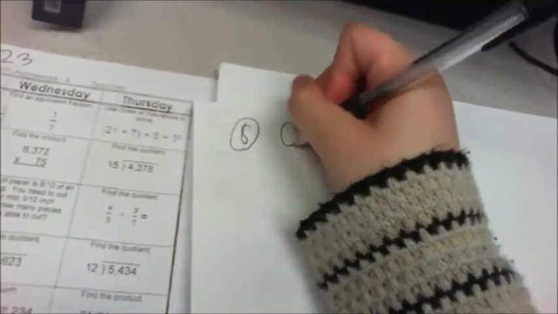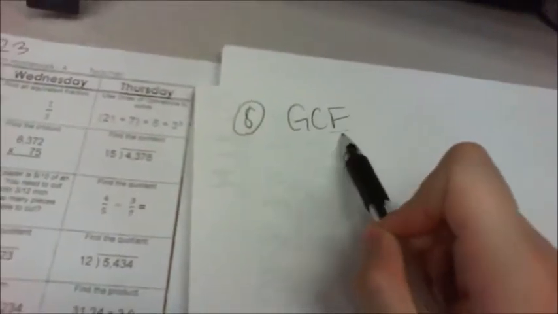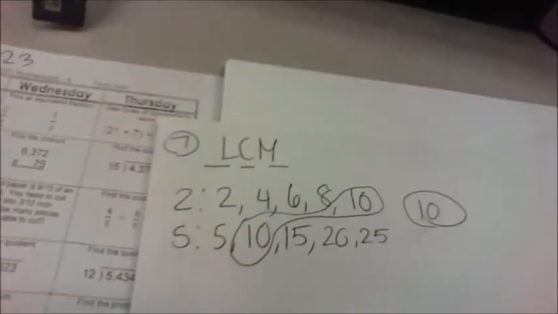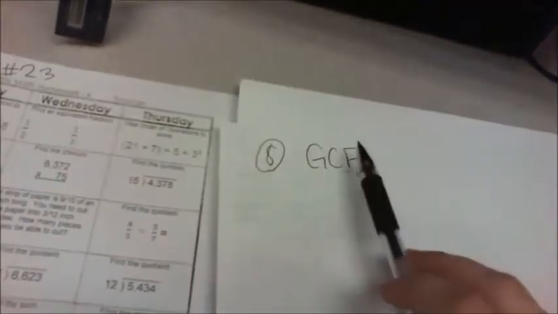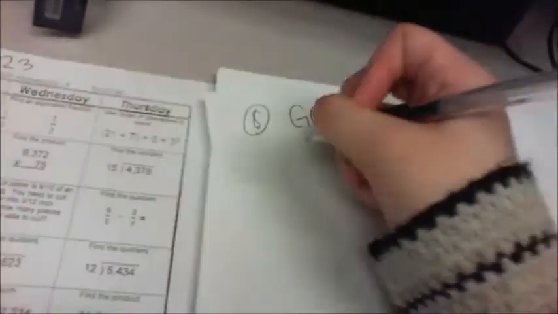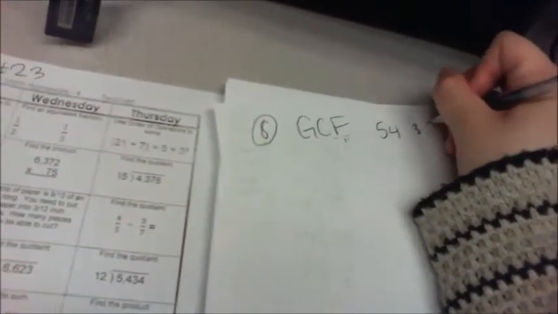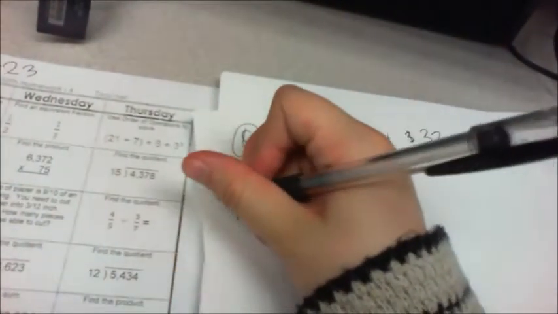Number 8 is the GCF, which is similar to least common multiple, but in GCF we're looking for factors, and factors are the numbers we use when we multiply. Least common multiple was looking for the answers or the products to multiplication. GCF is looking for the factors. So we need the greatest common factor between 54 and 32. So let's go through 54 first.